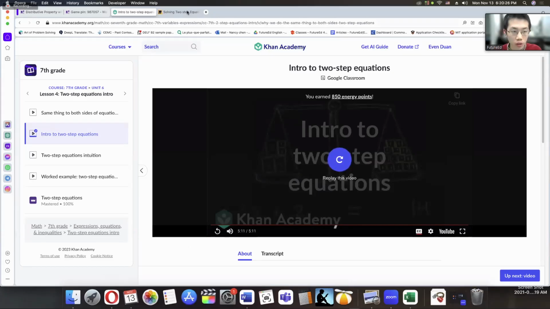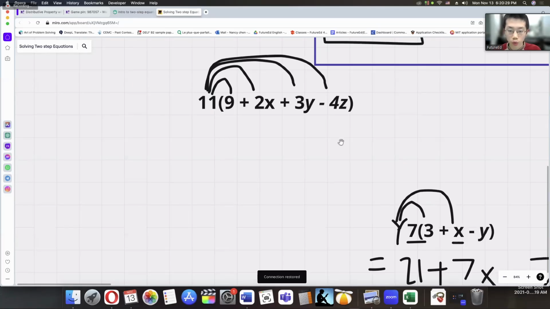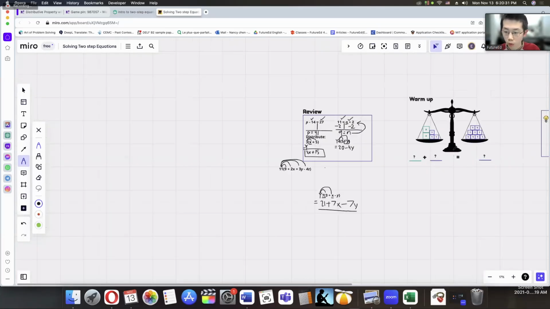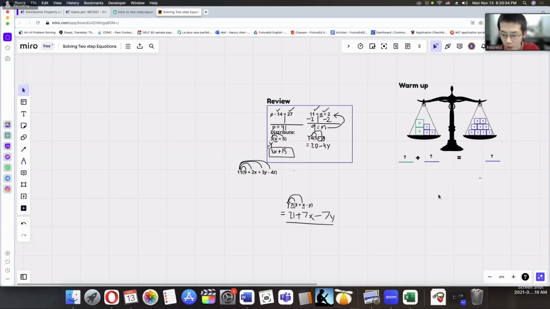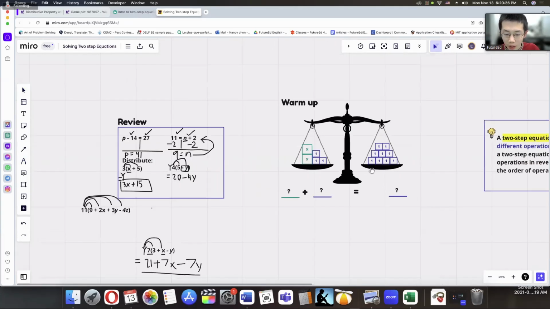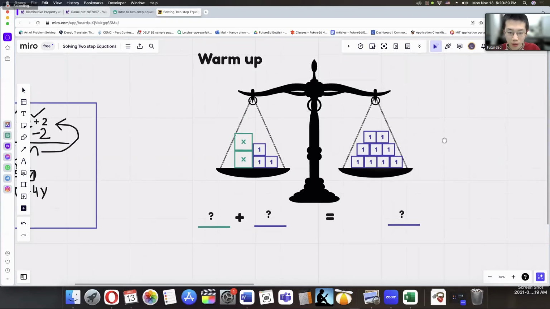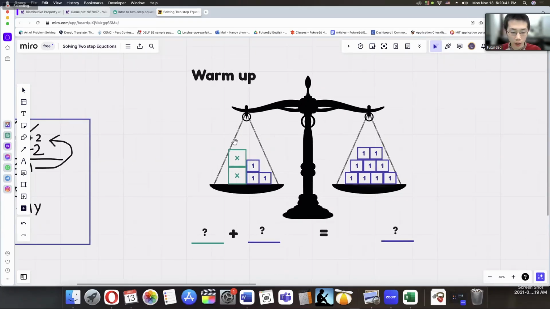Okay, so that was the introduction to how we solve two-step equations. Over here, you might notice we actually have a very similar looking scale. Slightly different, but pretty much the same. You'll see that there are two x blocks on the left with 1 kilogram boxes, and then I think there are 1, 2, 3, 4, 5, 6, 7, 8, 9 1 kilogram boxes on the right. So do I have any volunteers who'd like to work out what x could be equal to, or try and write out the equation first?